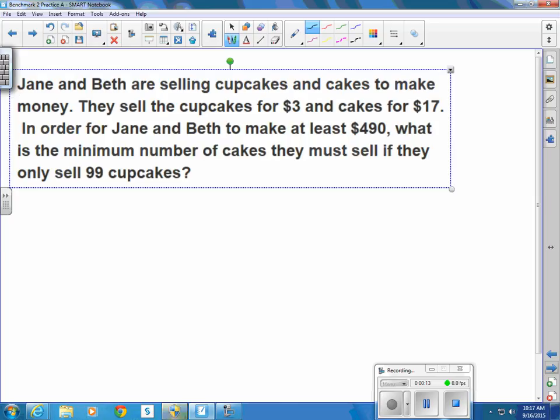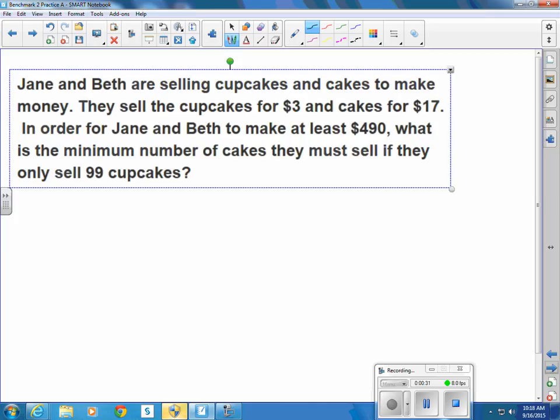So Jane and Beth are selling cupcakes and cakes to make money. They sell the cupcakes for $3 and the cakes for $17. In order for Jane and Beth to make at least $490, what is the minimum number of cakes they must sell if they only sell 99 cupcakes?